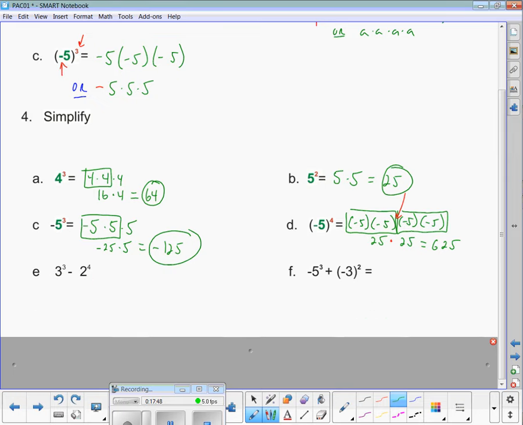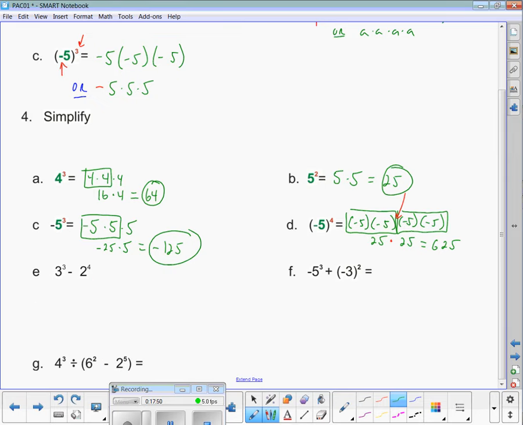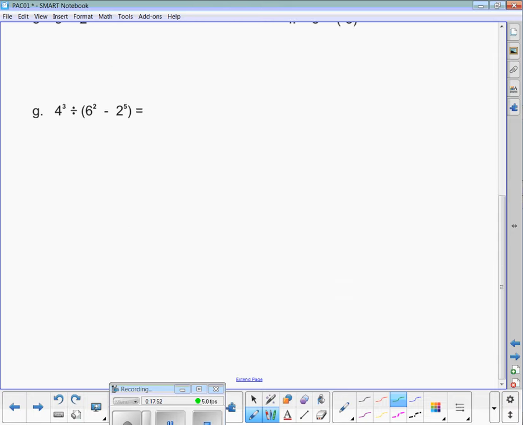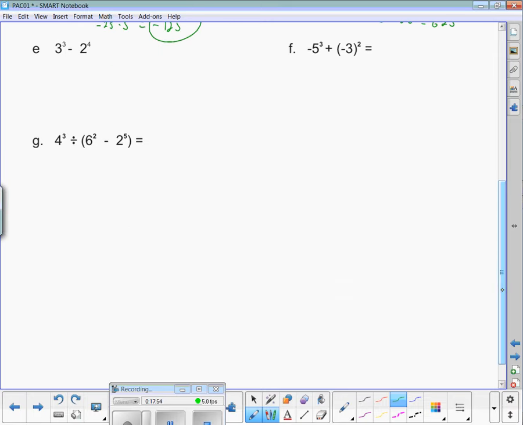Let's get into some more interesting problems here. I need to get rid of my shade so I can put this higher. Look at E. All right, so E is really two things.